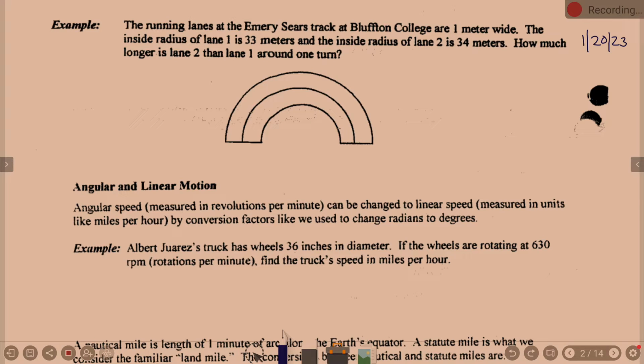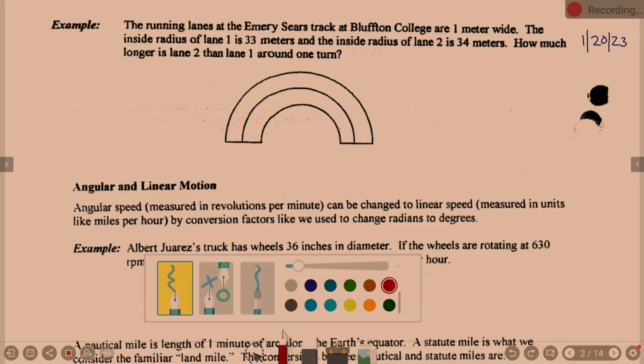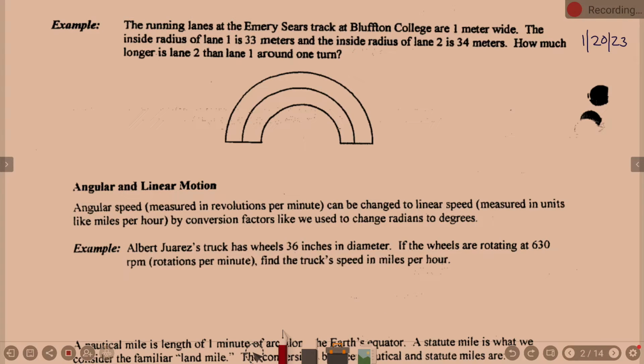So let's go ahead and put some information on this track so we know what it is. The running lanes at this track are 1 meter wide. So what's that tell me here? That is 1 meter wide, and that is 1 meter wide, yes? Okay, that's a visual. You've got 2 lanes, and each lane is 1 meter wide.